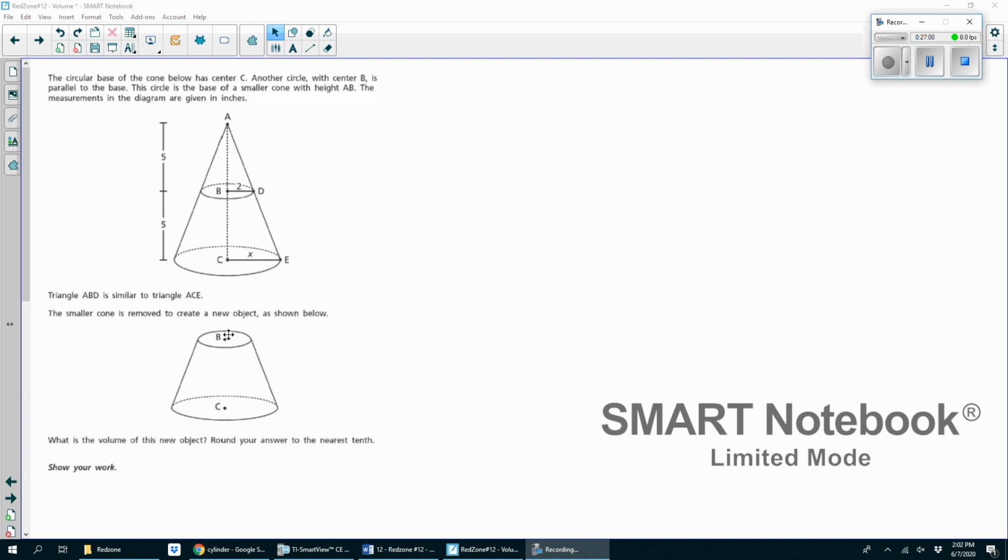If you're removing a piece of an object, you're going to have to subtract it. This object down here, it's not a cone, it's not a cylinder, it's something in between. It doesn't have a specific formula. So you have to do it in a different way. So let's take a look at this question.